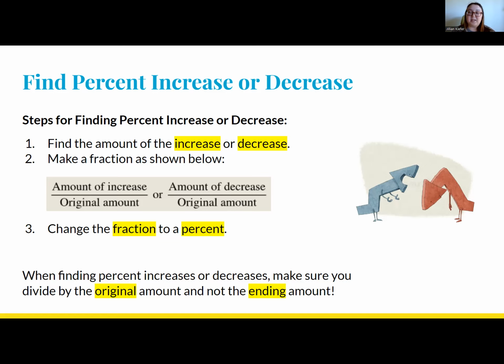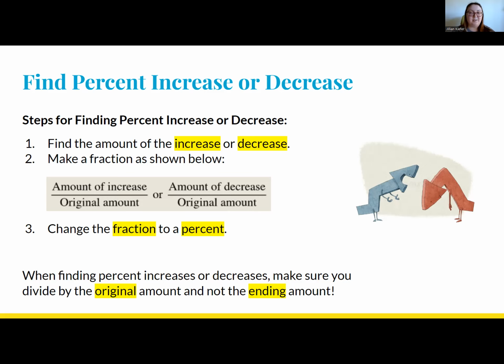So we can find that percent increase or decrease using this fraction that we have here. You take the actual amount of increase or decrease and divide by the original. When finding percent increases or decreases, you want to make sure you divide by the original amount, not an ending amount. So it's always good to identify what the original amount is before you start dividing anything.